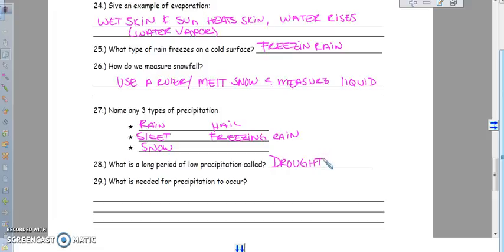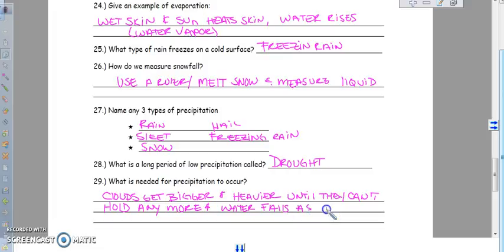What is needed for precipitation to occur? You guys are all really good at this. Tell me about the clouds. What happens to them? They have to get real what? Heavy, and once they get heavy, the water falls through the air. So clouds get bigger and heavier until they can't hold any more water, and water falls as precipitation.